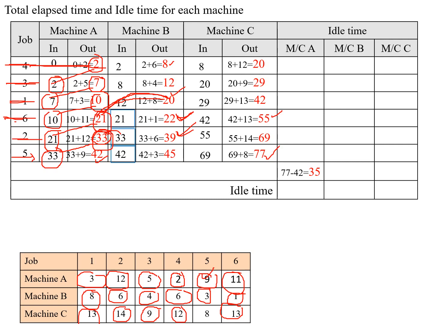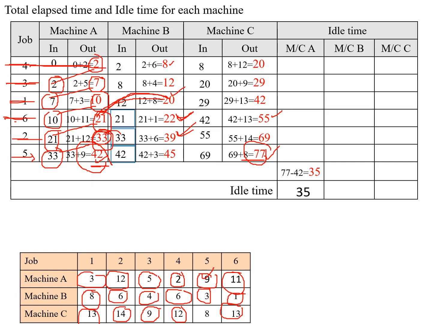So in between the sequence of machining there is no waiting time for machine A. The total processing time for machine A is 42, but the total elapsed time is 77. So the total idle time for machine A is 77 minus 42, that is 35. Next we will move to machine B for idle time.